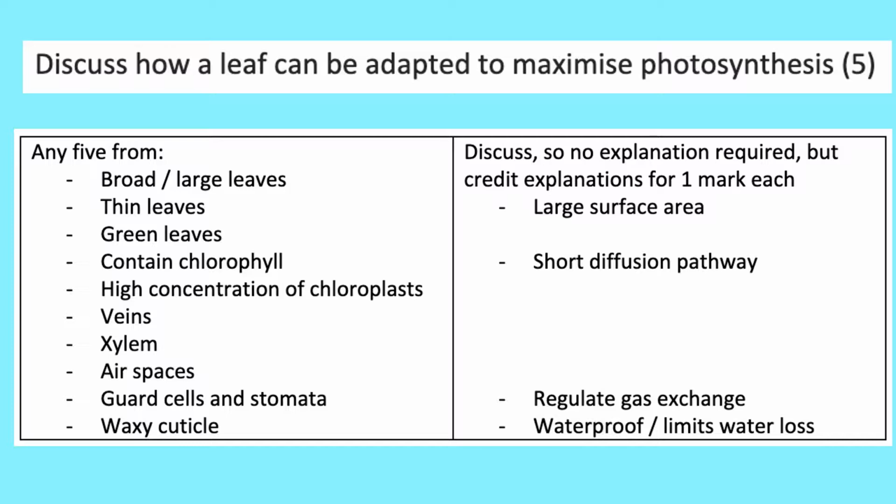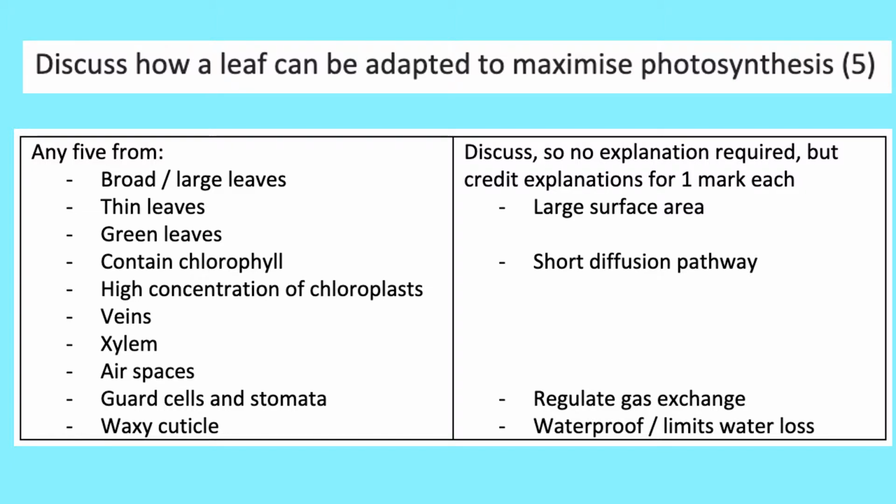molecule that absorbs light. You can have a high concentration of chloroplasts, so that's within the cells themselves. Chloroplasts are the site of photosynthesis. You can have veins, so veins within the leaves are how water is transported within the leaves. You can have xylem, so xylem entering the leaves. That's again what the veins are really, so that means that the water can get to the leaves for photosynthesis.